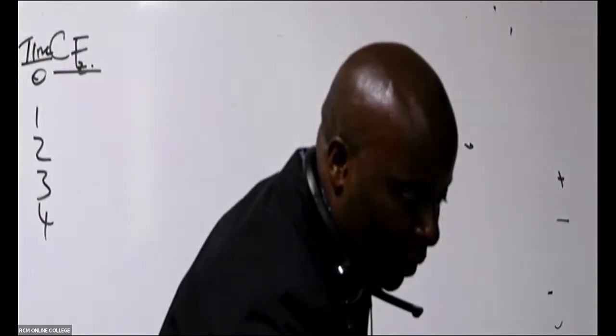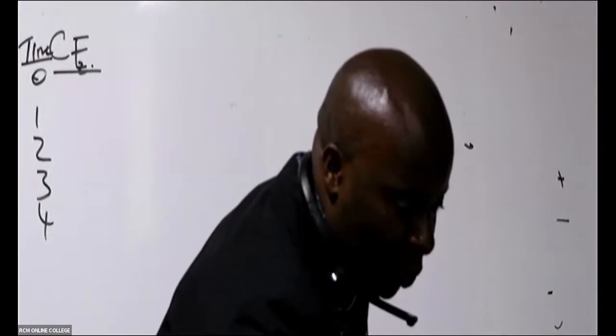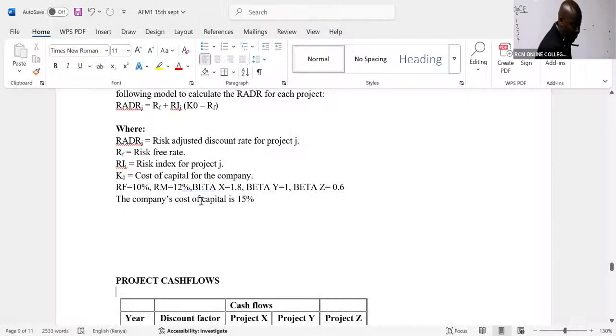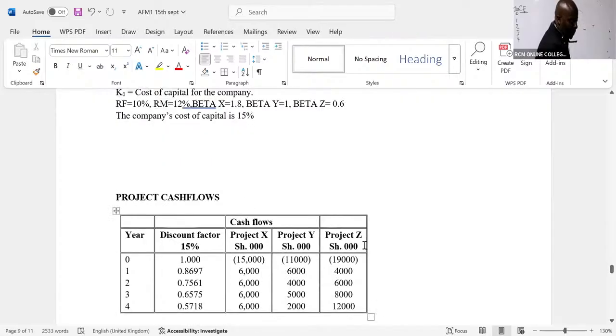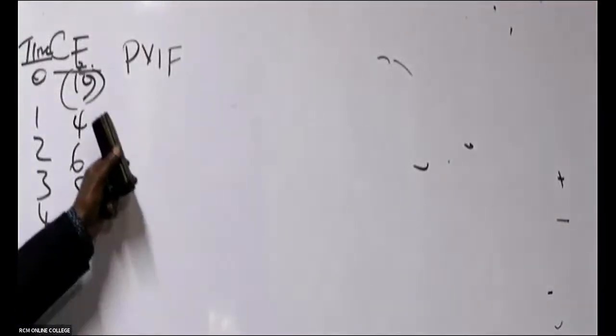The first one at time 0, ladies and gentlemen, Z is not a very heavy project. I can see it's 19 in millions. Yes, it's an outflow because today we are investing. Then we have 4, 6, 8, 12. You'll bear witness with me that these are irregular, they're fluctuating.